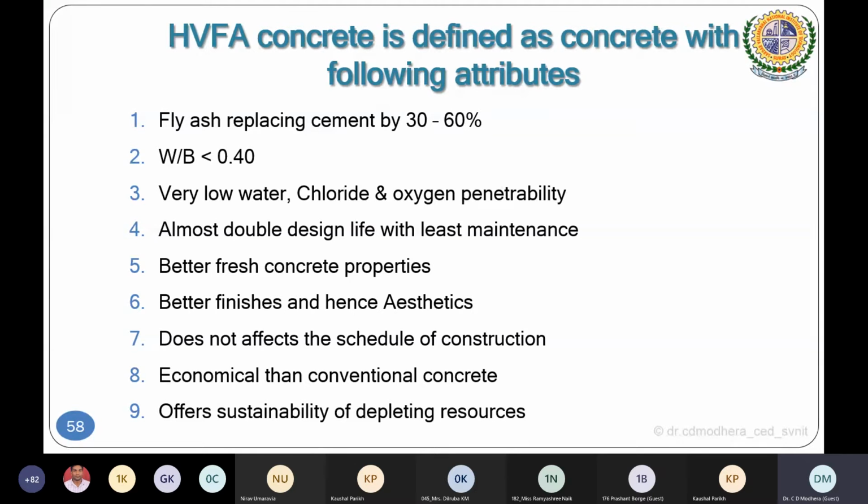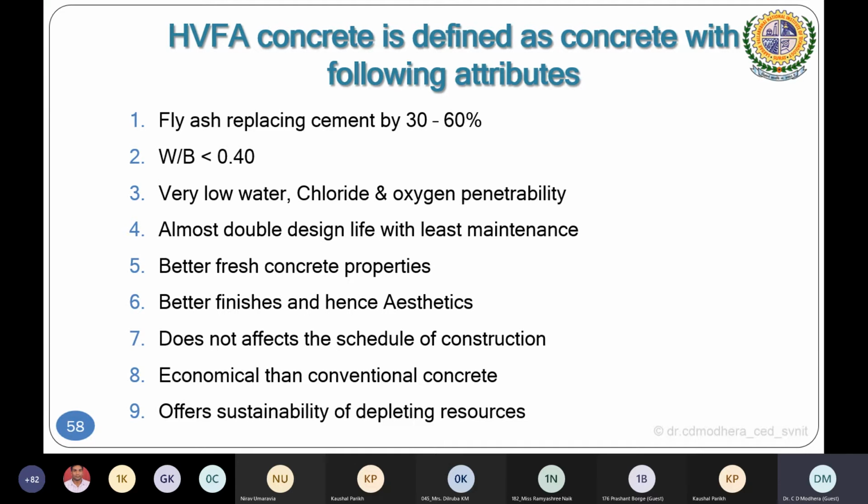Better finishes we are receiving, better fresh concrete properties also we are receiving, it does not affect the schedule of construction, and it is more economical than conventional. That is also a very great thing. However, the very initial cost is always there. It offers sustainability of depleting resources. That is again very much important.